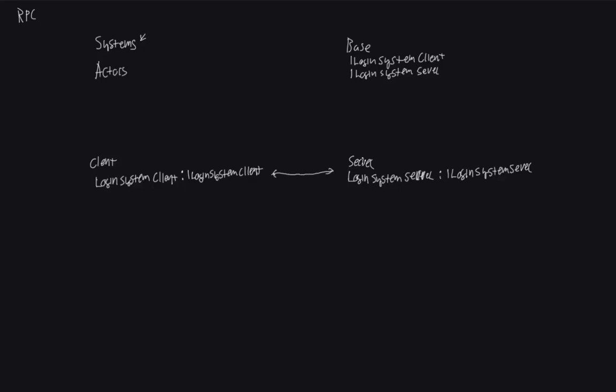The communication from the server to the client is done through the iLogin system client interface, which contains all the methods that the server can invoke on the client. So by invoking the method on the proxy, that request to invoke that method will be shot over to the client and be processed in Unity. And there's a couple other interesting things about this.